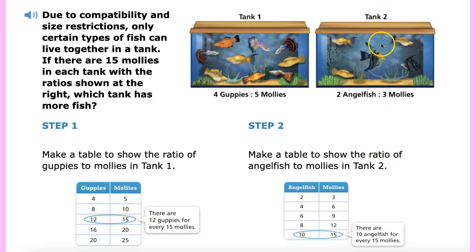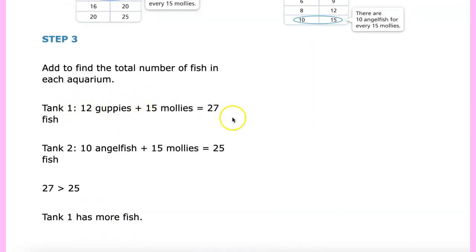On the other hand, we have the angelfish. We got 2 to 3. And if there are 15 mollies, there will be 10 angelfish. So this is going to have a total of 25 fish in the tank. With that said, which one has the greater number of fish? You add the number of fish in the tank. Tank 1 has 27 total and tank 2 has 25 total. We know that 27 is greater than 25. So now we know that tank 1 has more fish.